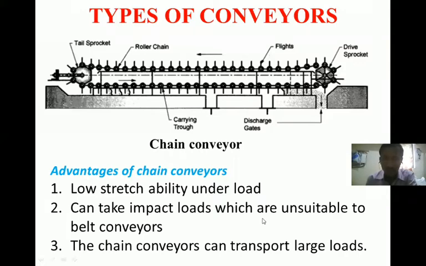There are some limitations also. Chain conveyors are costlier. They require proper maintenance, that is oiling and so on. Belt conveyors are very easy to maintain. But for large loads, for high loads, we have to go for chain conveyors.